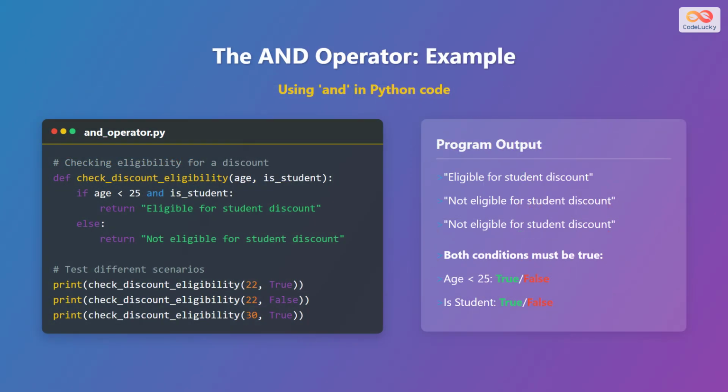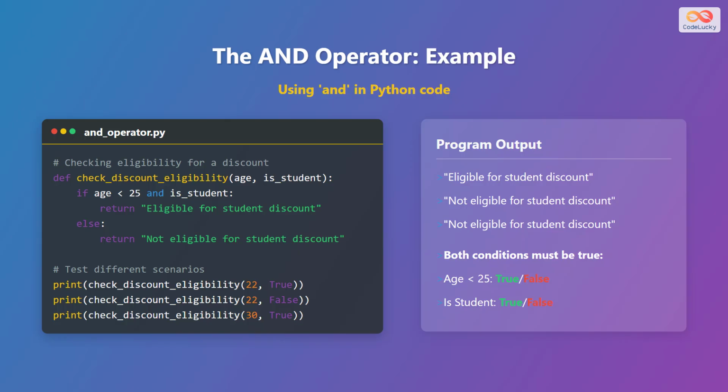Let's see the AND operator in action with an example. In this code, we have a function called checkDiscountEligibility, which takes age and isStudent as inputs. Inside the function, the if statement checks if the age is less than 25, and if the person is a student. Only if both conditions are true, the function will return eligible for student discount. Otherwise, if either the age is not less than 25 or the person is not a student, it returns not eligible for student discount. Let's look at the program output.